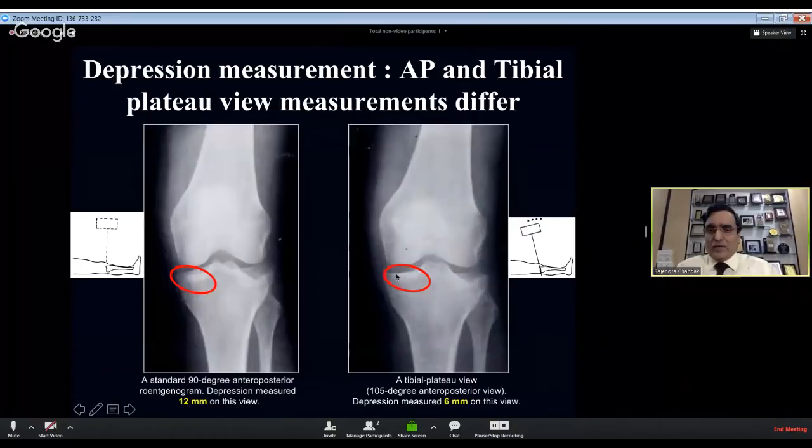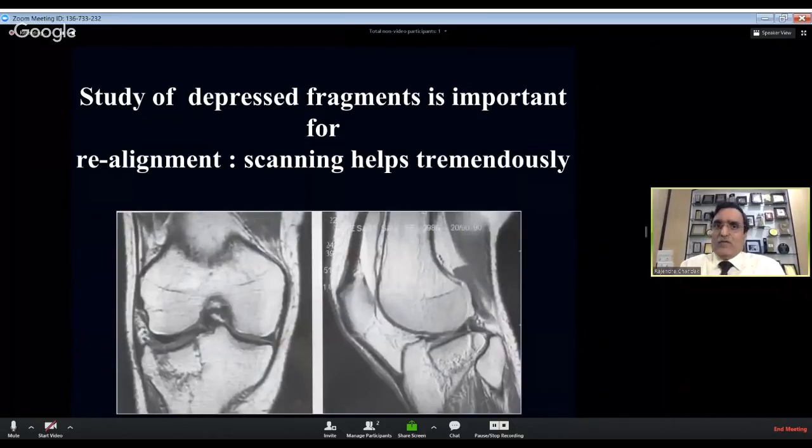So here you will find the medial condyle as a sharp margin, and here you will find it to be hazy. Now look at this depression which he measured. This was measured 12 millimeter on this view, but on a tibial plateau view it appeared only 6 millimeter. So it has a relevance when we see the images during elevation fluoroscopically inside the theatre on C-arm. It gives you a view. So we obtain both of these views to exactly elevate our tibial plateau. Study of the depressed fragment is important for realignment, and friends, scanning helps tremendously.